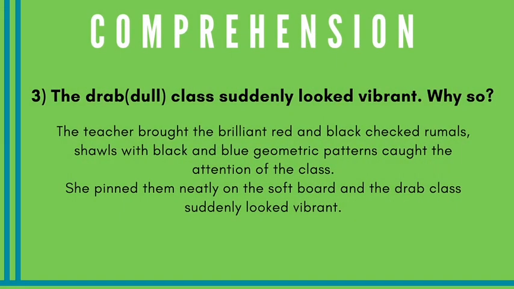Here comes the next question. The drab class suddenly looked vibrant. Drab means dull. Why so? The teacher brought the brilliant red and black checkered rumals, and shawls with black and blue geometric patterns caught the attention of the class. She pinned them neatly on the softboard, and the drab class suddenly looked vibrant.